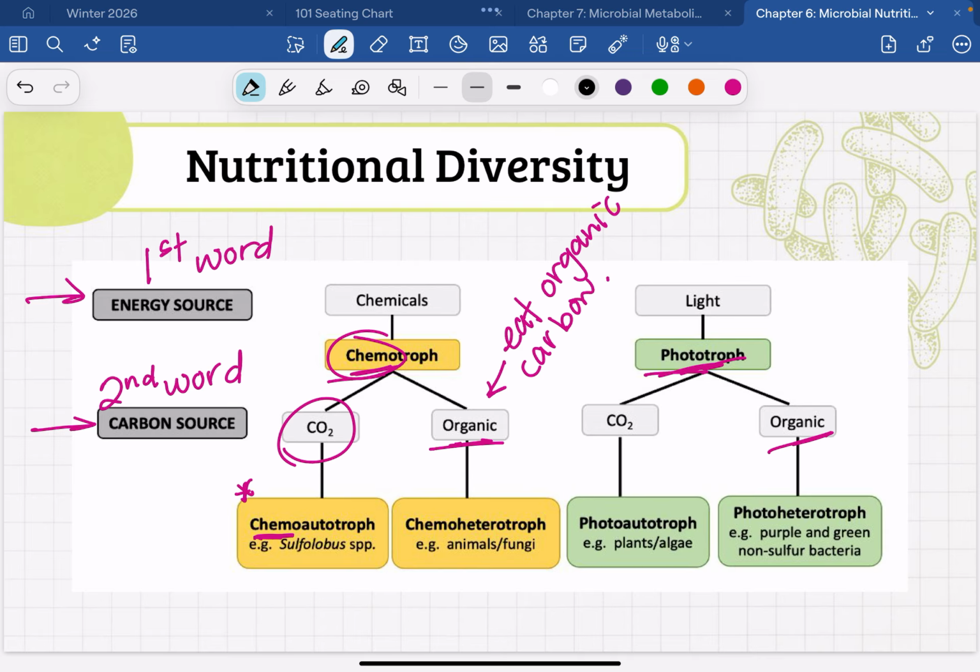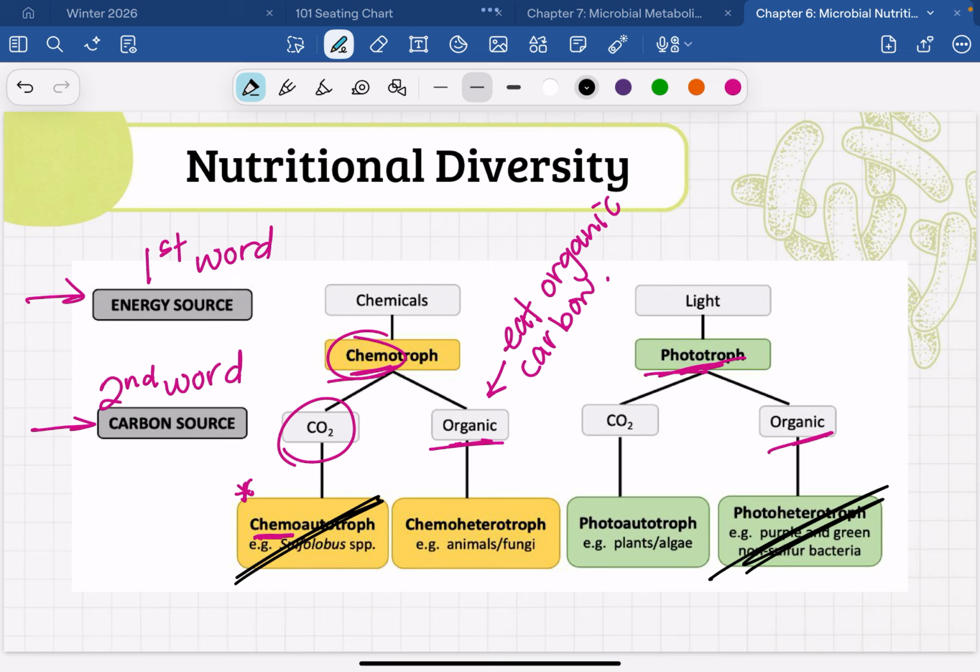And we're not going to talk about them much. And those are the ones on the edge. So chemoautotrophs and photoheterotrophs are kind of the outliers. There's a couple of bacteria that do this kind of metabolism, but it's very uncommon. Our 2 biggest categories in the natural world are chemoheterotrophs and photoautotrophs.